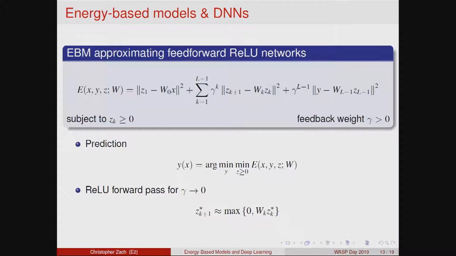The prediction task, again, is solving some minimization problem. What you also have is what we call the feedback weight. So how much the next layer affects the computation of the current layer. And if this feedback weight goes to 0, what you obtain is the behavior of a standard feed-forward network.